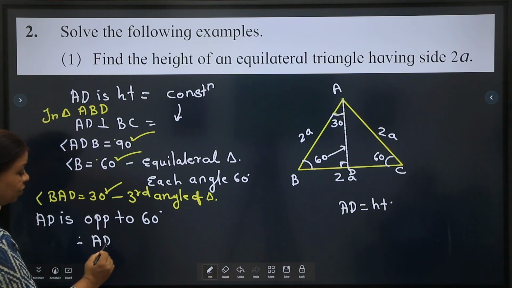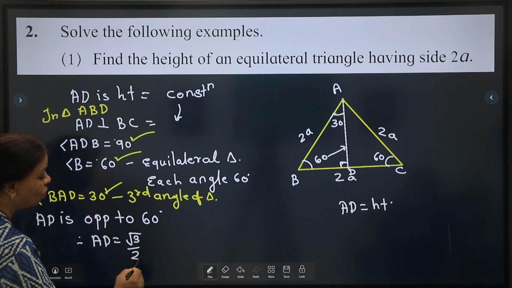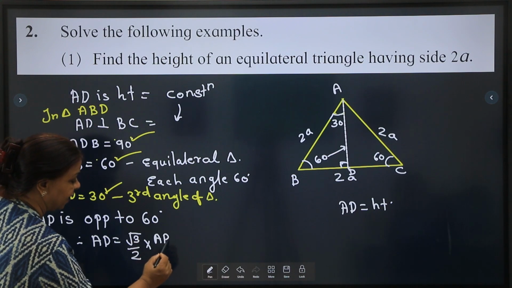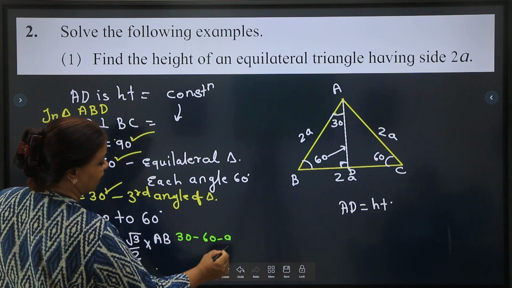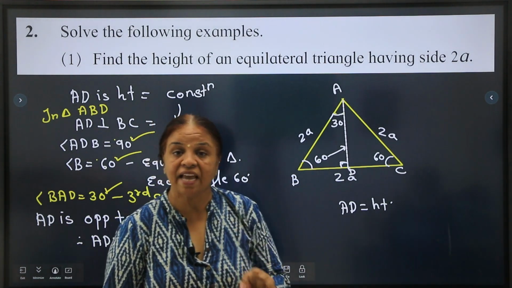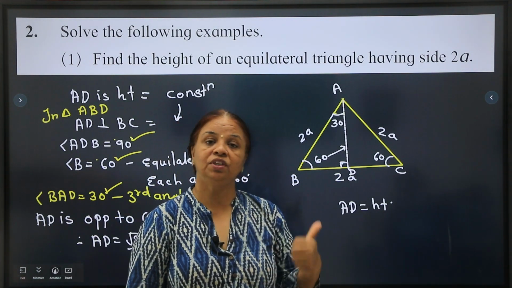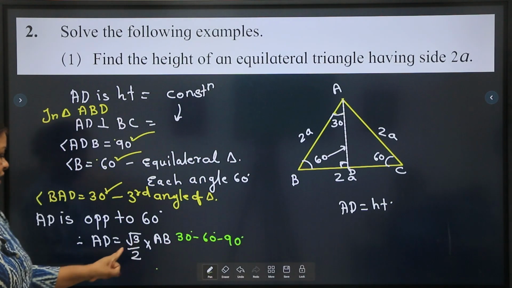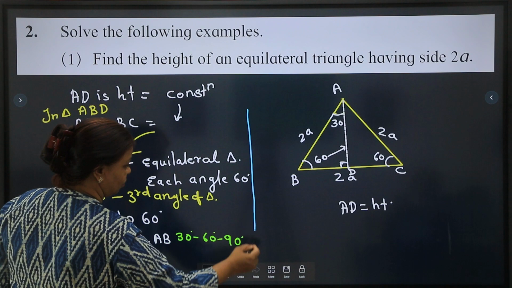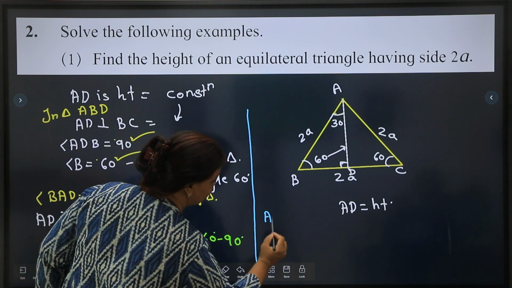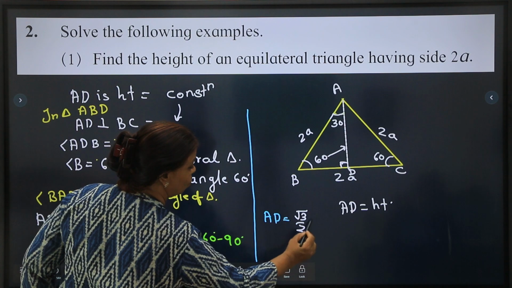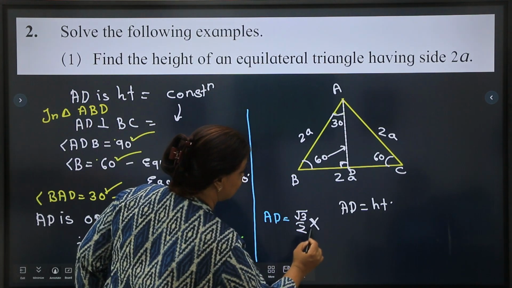Therefore, AD is going to be root 3 upon 2 of the hypotenuse. Which is the hypotenuse? AB. And this is by the 30, 60, 90 theorem. If the angles in a triangle are 30, 60, 90, then the side opposite to 60 degrees will be root 3 upon 2 of the hypotenuse. Clear? So let us place the values and we will get the answer. AD is equal to root 3 upon 2 of AB. And what is AB? AB is 2A.